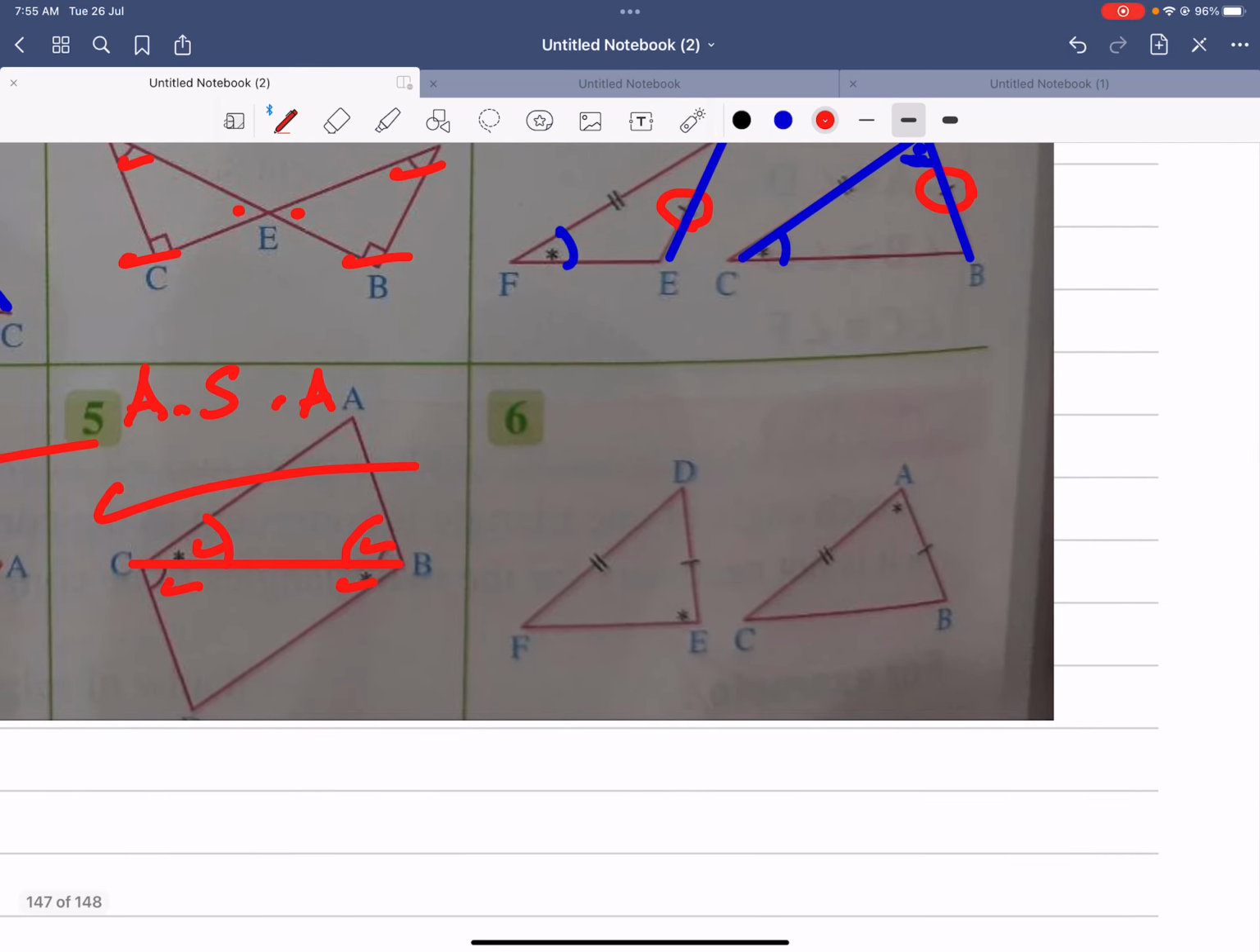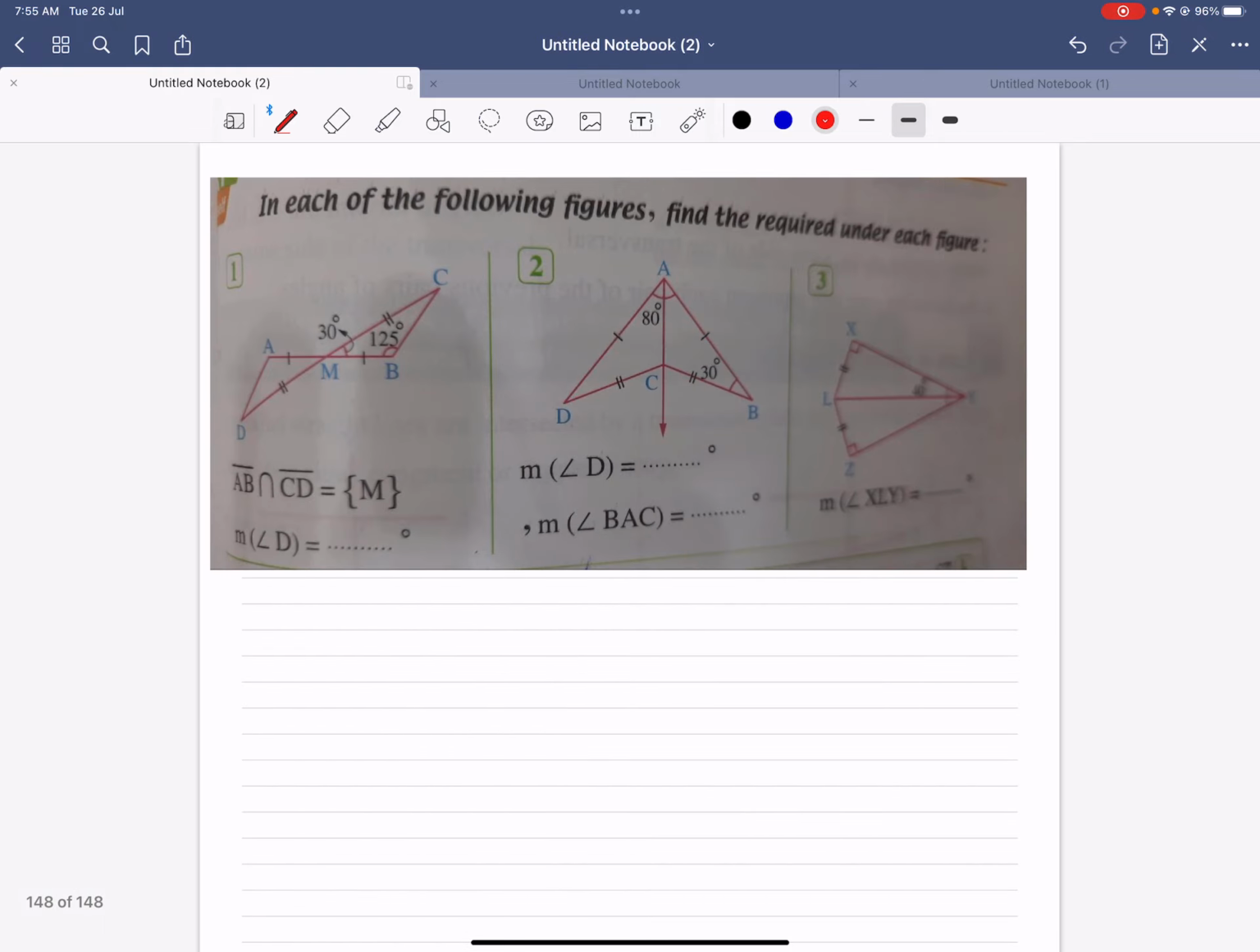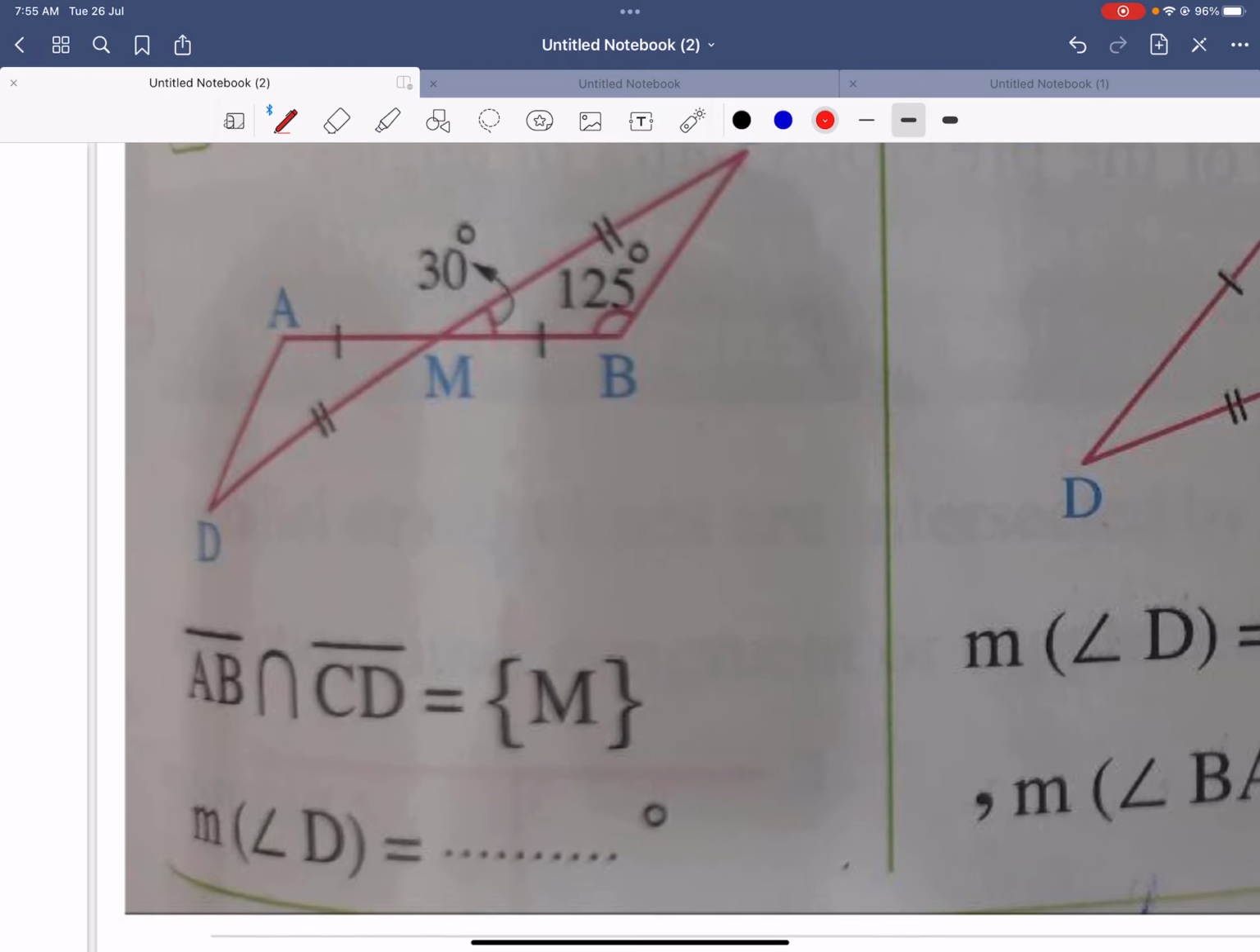خلينا نروح الثيرد كيس، ومن غير ما أفكر دي not congruent. طيب ليه يا مستر؟ شايف دول يا مستر الانجل فين؟ دي بعيدة عنهم، يبقى they aren't congruent. So let's move to another question right over here.